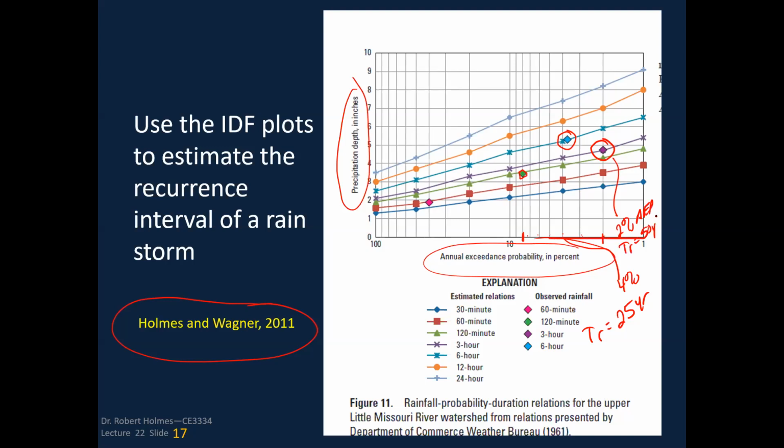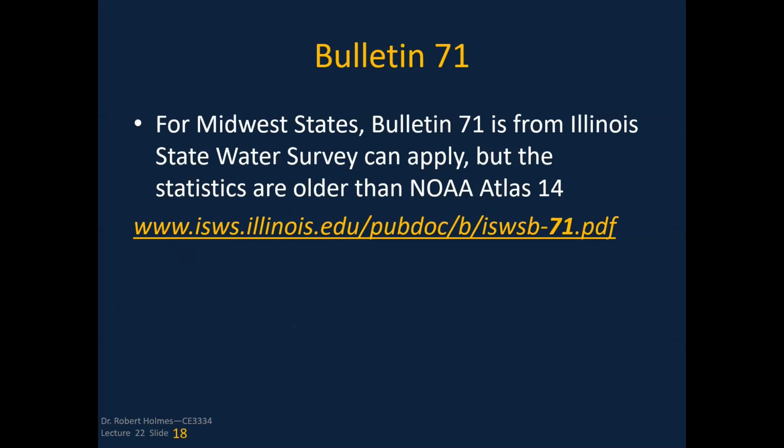So depending on how long you're looking at in terms of your time duration, your frequency of that rainstorm will change. And this is just a way to kind of characterize the rainfall in terms of how rare the event was. I want to mention to you that Bulletin 71 for the Midwestern states, I give a shout out to colleagues at Champaign-Urbana, Illinois, located at the University of Illinois.